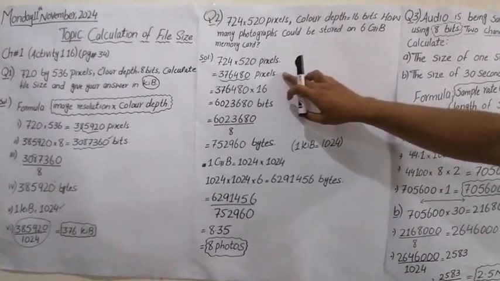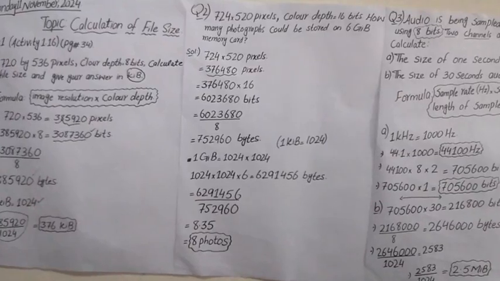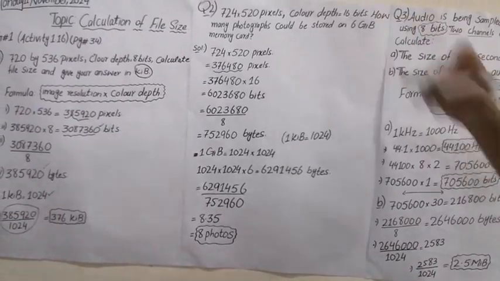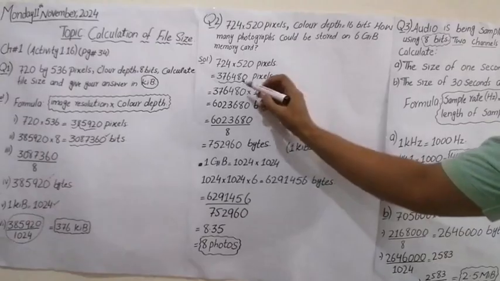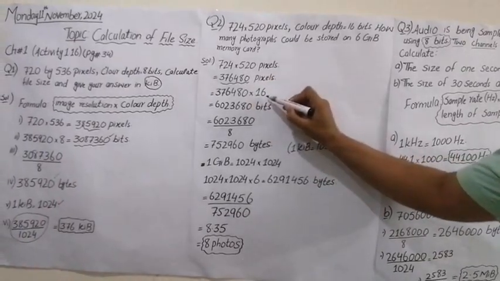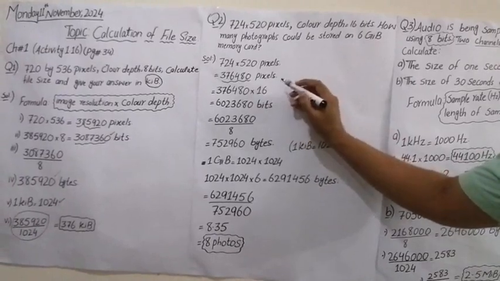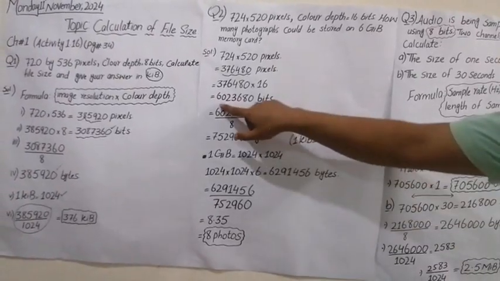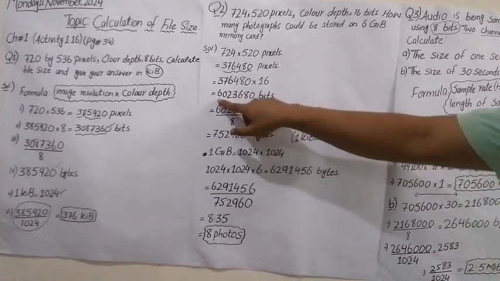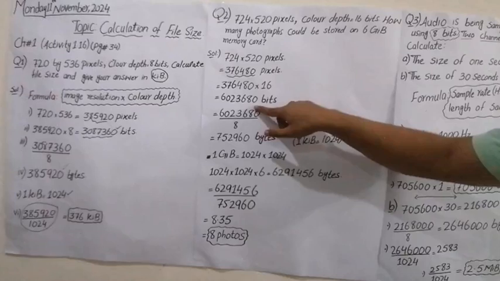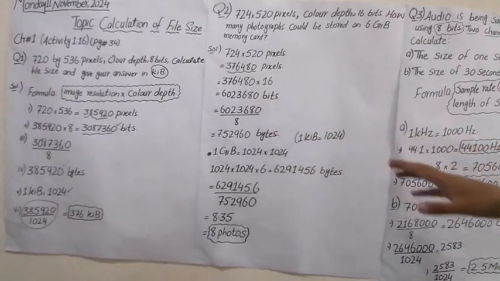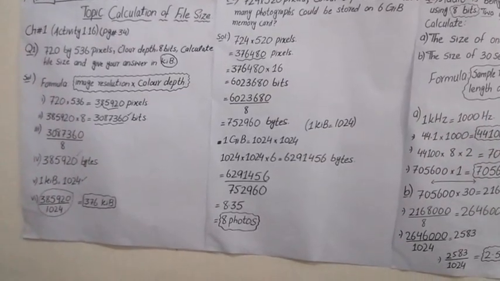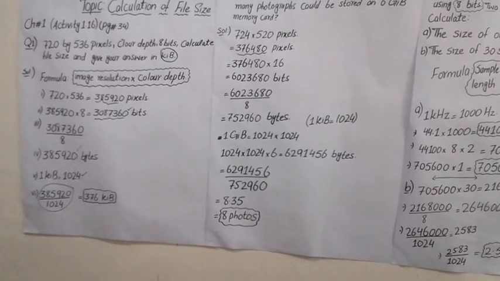And after that, as I said, we have to multiply this value with the color depth given in the question, and that is 16. So as you can see, we have multiplied this value with the color depth given in the question, and that is 16 bits. So when you do the multiplication, you will get this value in bits, 6023680 bits. So these are the bits which we will get after multiplying the image resolution with color depth, right?